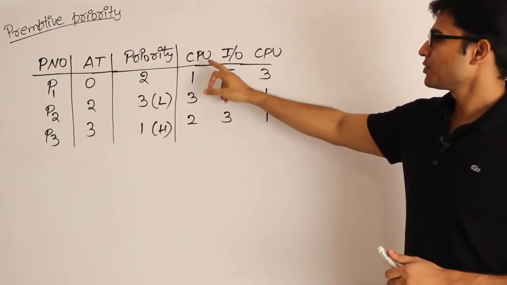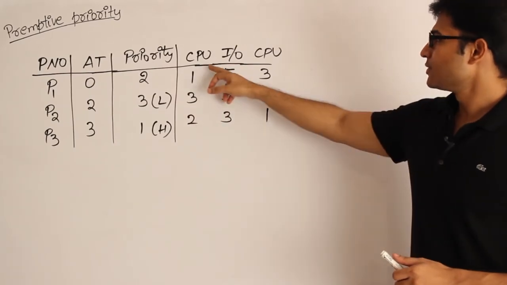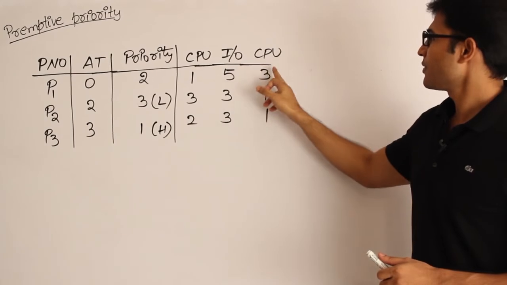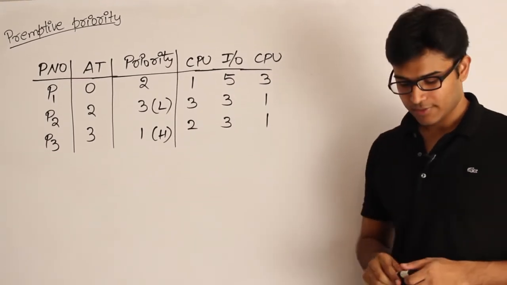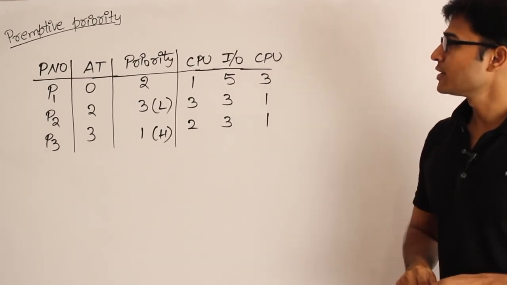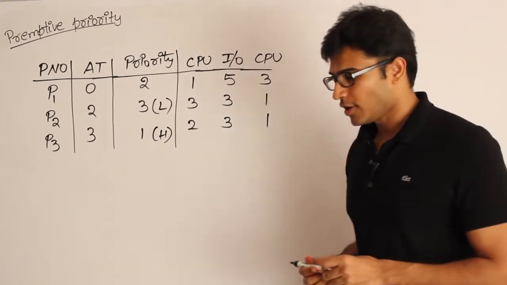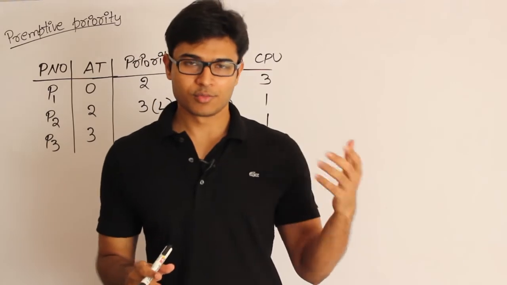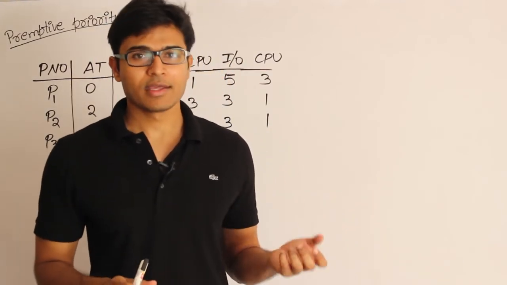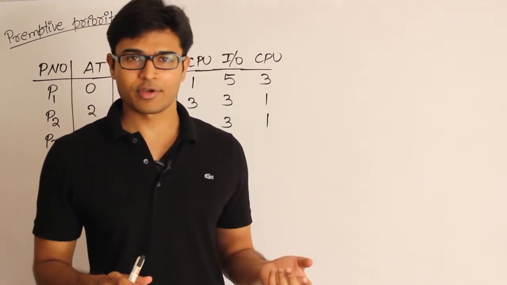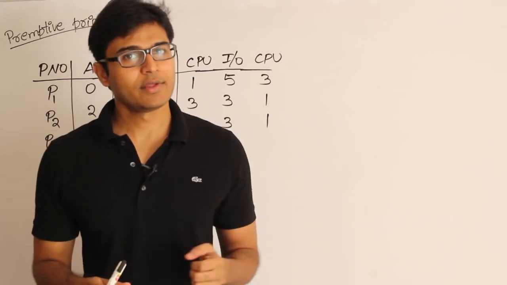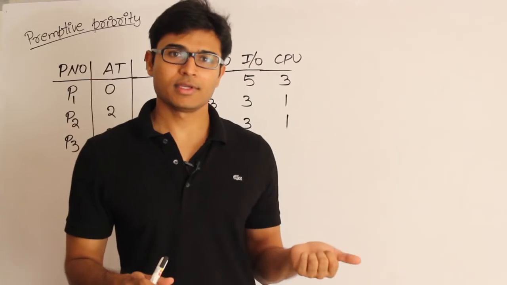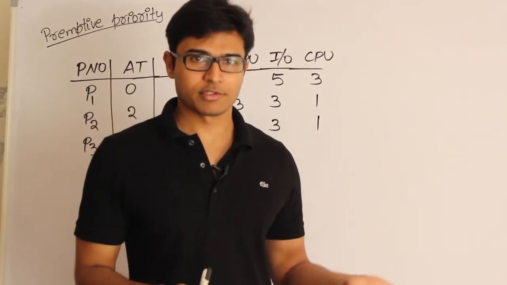And now the burst time is like this: CPU, IO, CPU, and the CPU time is 1, IO time is 5 and CPU time is 3. The algorithm we are using is preemptive priority. So what is it? We are going to run a process until we get a new process with higher priority. If we don't get any, we can run it till completion. Once we get a process with higher priority, we preempt the present one. That is the procedure, right?